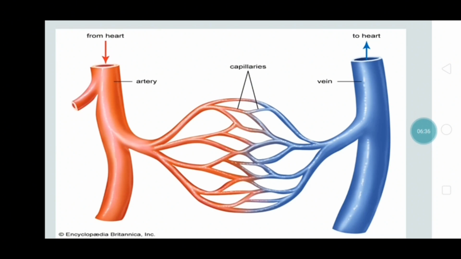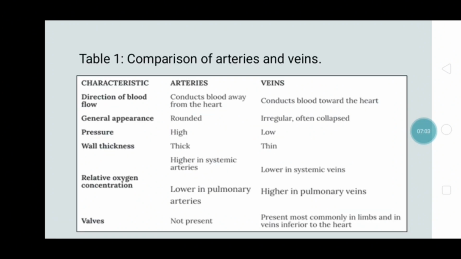The arteries carry blood away from the heart and to the periphery, while the veins carry blood back to the heart from the periphery. And then the capillaries connect the arteries and the veins. So next is the comparison of the arteries and veins.